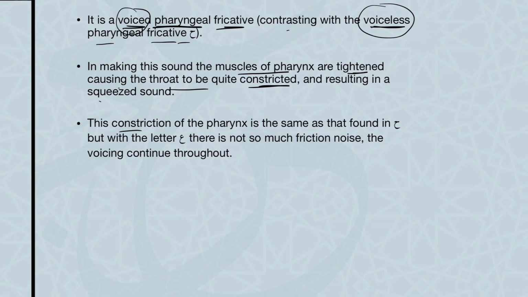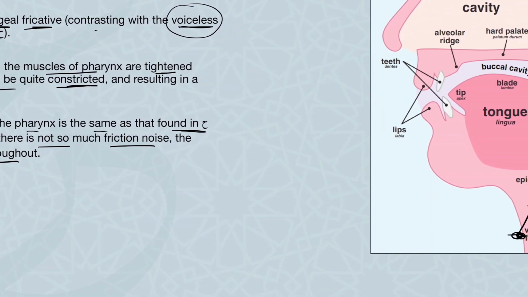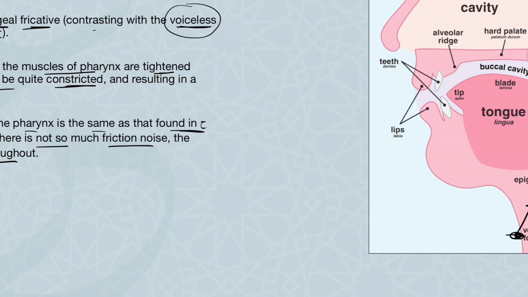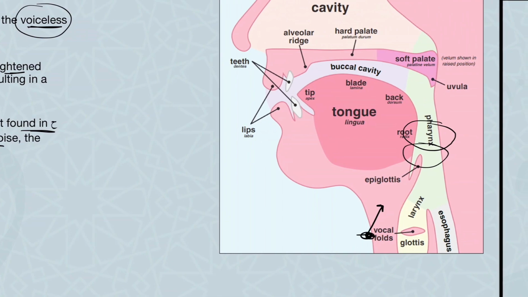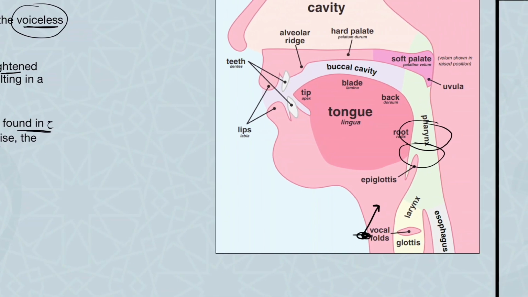The constriction of the pharynx is the same as found in ha, but with the letter ayn there is not so much friction noise. The voicing continues throughout. So in both the letter ha and ayn there is constriction, but in ha the constriction aims to increase the friction of the air going through the pharynx, while in ayn the friction is a bit less and most of the sound happens in your vocal cords, not in your pharynx.